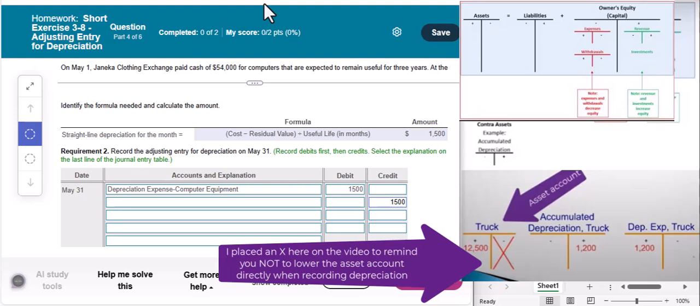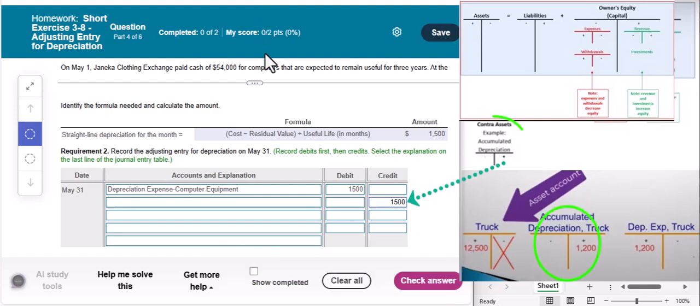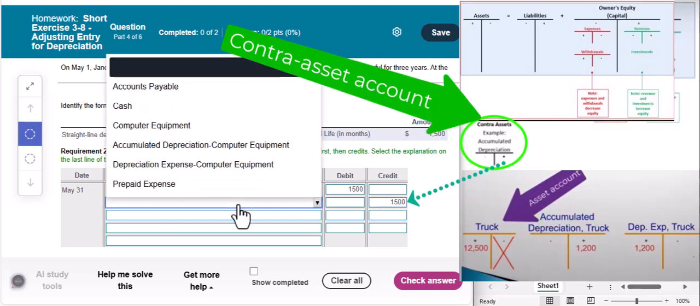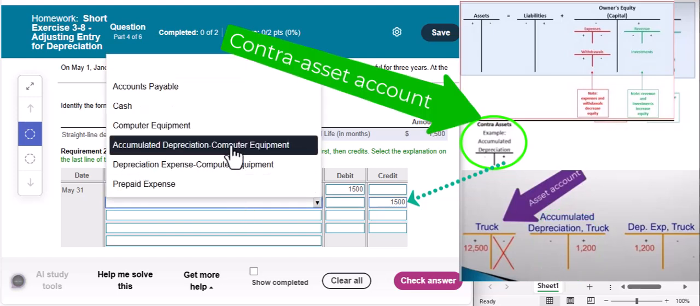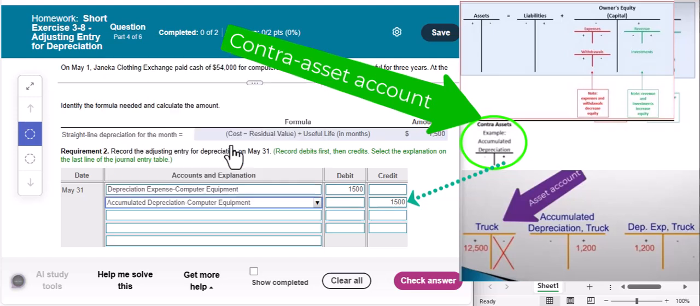So instead of lowering the truck account as in the example from the lecture, we're going to put, in this case, $1,500 in the accumulated depreciation account. So that will be our credit here. So accumulated depreciation, computer equipment. And what type of account is accumulated depreciation? It is a contra asset.